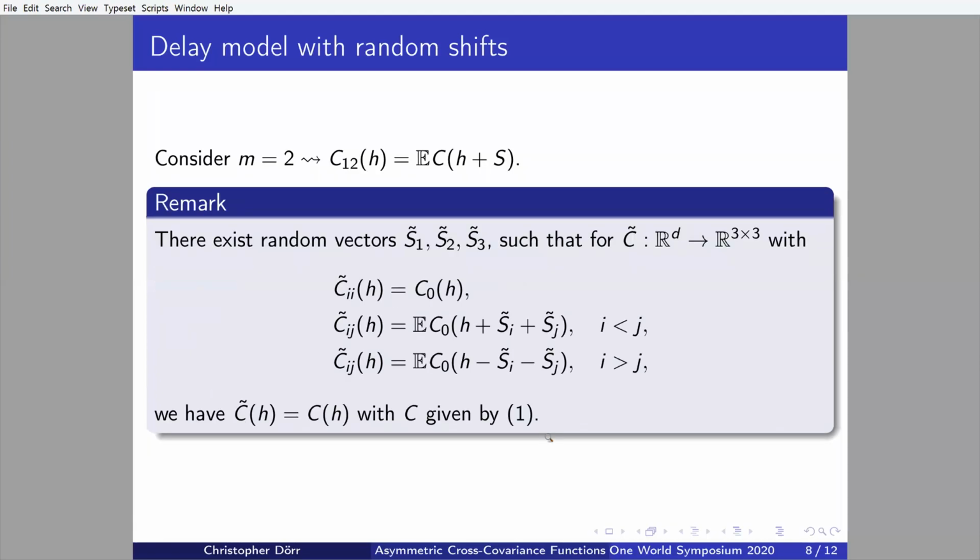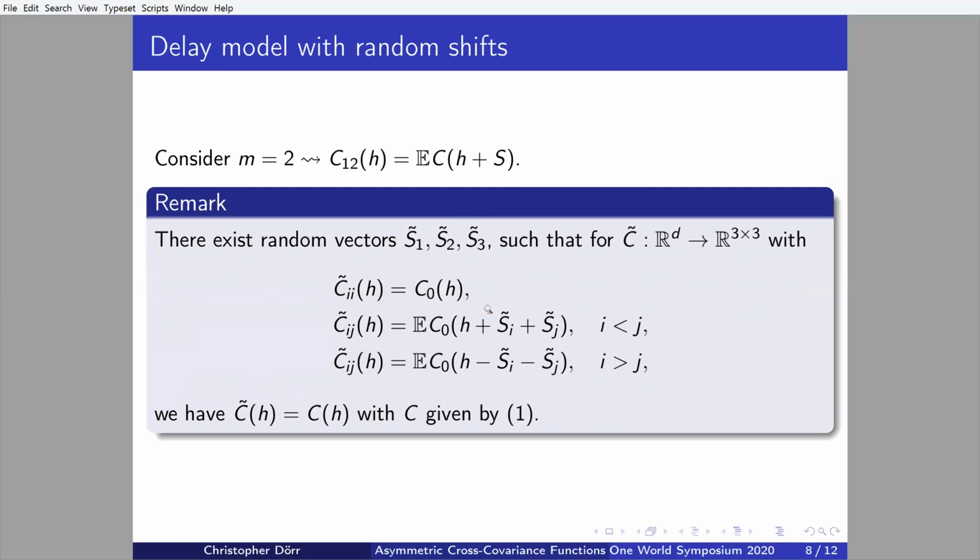Let us now turn our attention to the bivariate case. Without loss of generality, we can take the first shift to be 0, so that we have to solve integrals of this form here. As a nice feature, we have this result, which gives an equivalent representation of our cross-covariance function in the trivariate case.